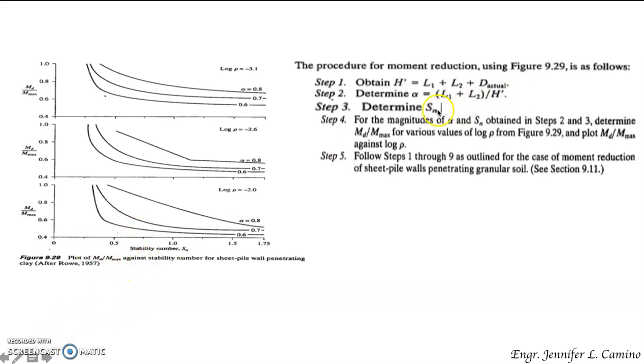So basically, you have 5 steps. You have to identify your H prime, which is equal to this equation. Identify your alpha prime, determine your stability number. Once you have your stability number and alpha, you can now get your M_D over M_max from this figure 9.29. And of course, you have to follow steps 1 through 9 as outlined in the previous discussion for sheet pile walls penetrating a granular soil.